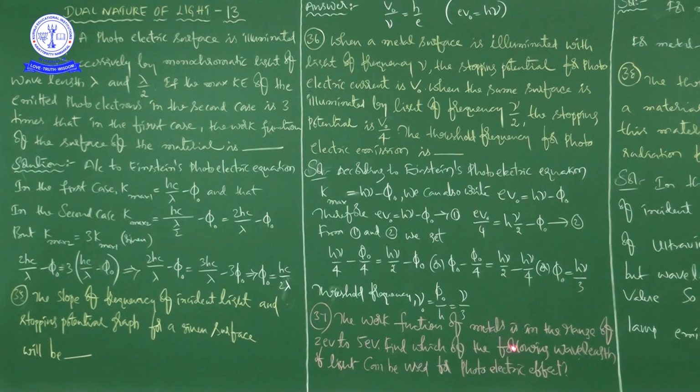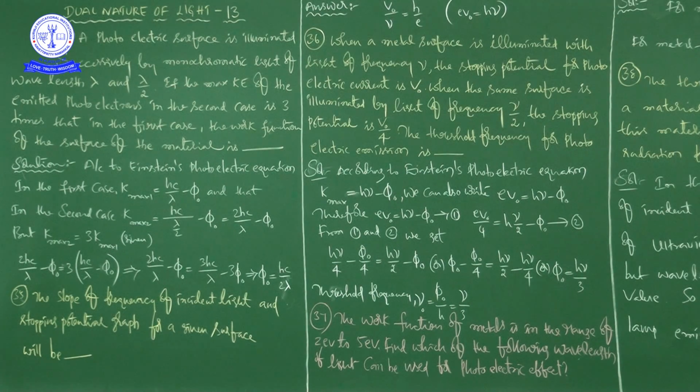The work function of metals is in the range of 2 electron volt to 5 electron volt. Find which of the following wavelengths of light can be used for the photoelectric effect.